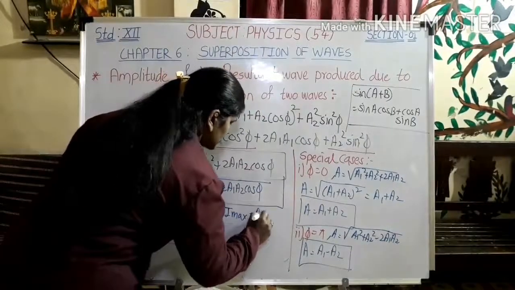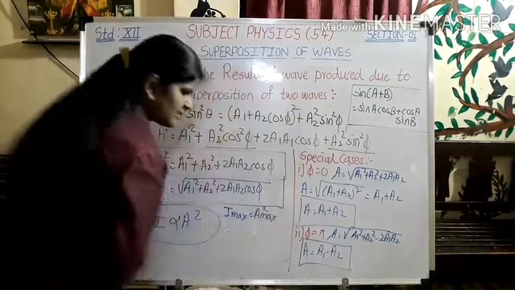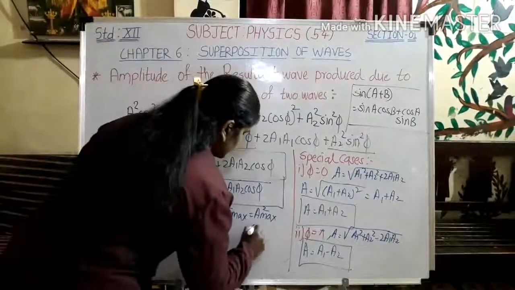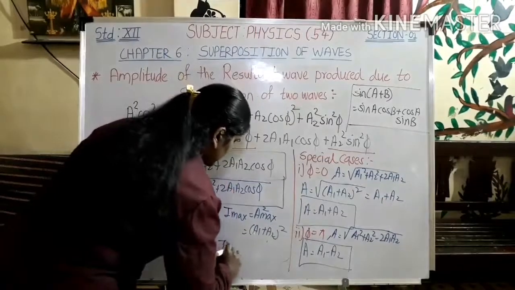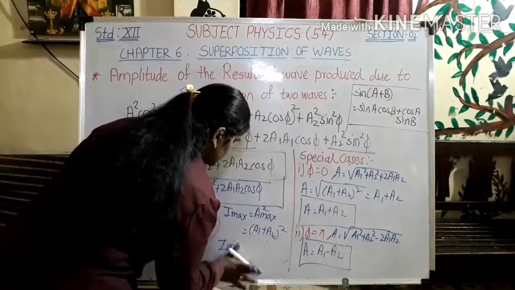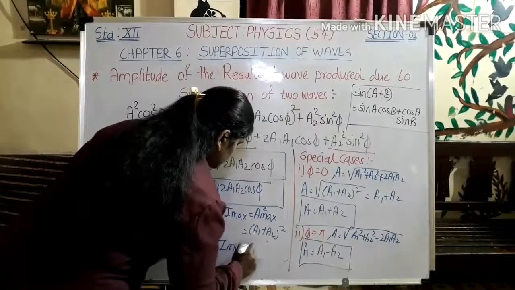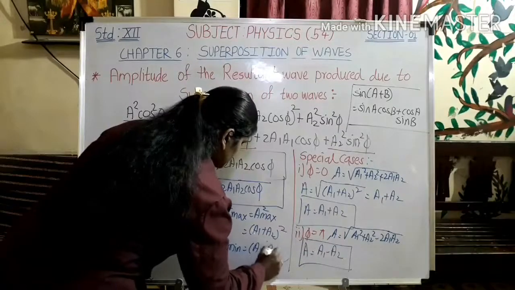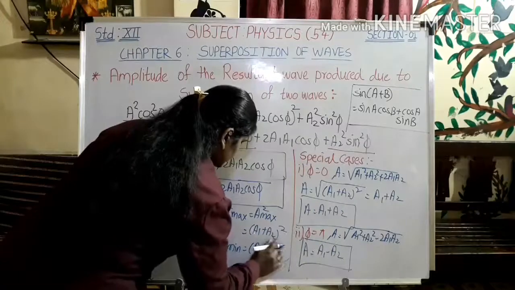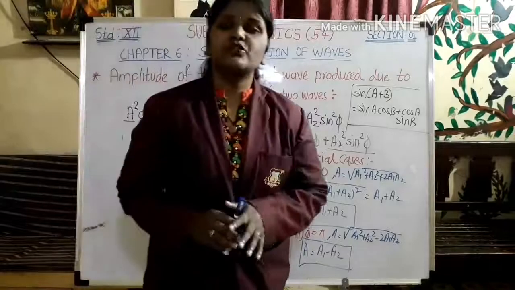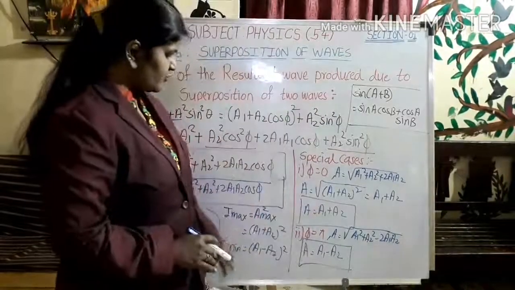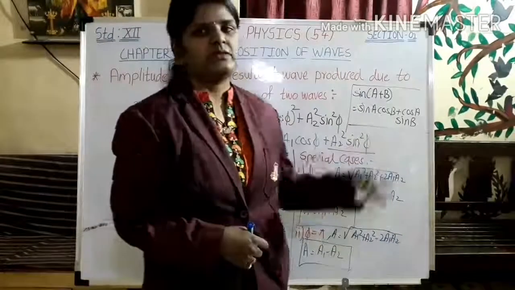It will be the square of A max, right? So it will be a1 plus a2 bracket square. What will be I min? Sorry, I min will be a1 minus a2 bracket square. Is it right? So for solving numericals, you will have to know all of these formulas.